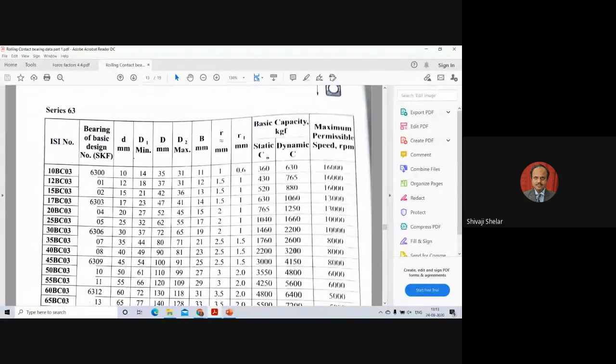Now you can see the dynamic capacity here is greater than the 62 series. Eventually it may happen that your calculated value may be lesser than this value. Then you can select the 6308 bearing and your design can be completed. For that, you have to repeat the process from step C to F, all that process you need to calculate. Then, based on this dynamic load capacity, the maximum permissible speeds are there. Mostly these conditions are normally satisfied.